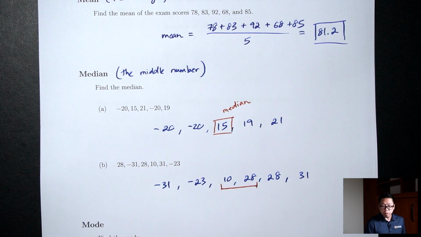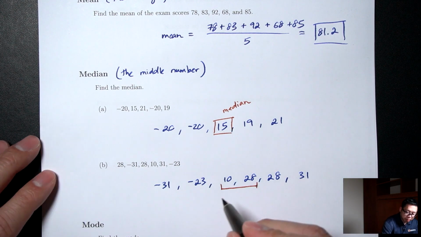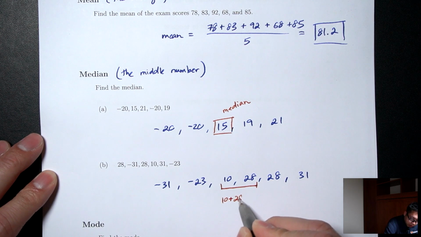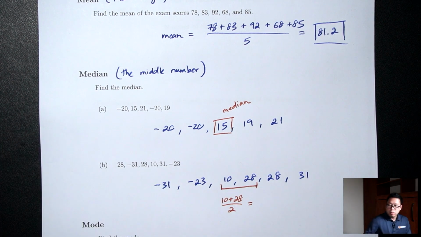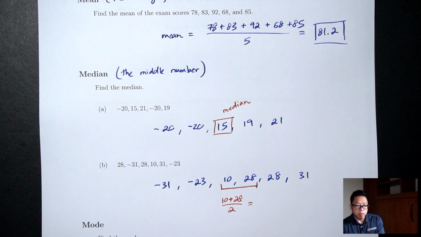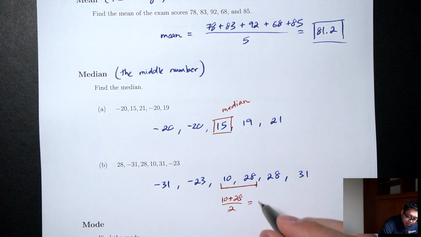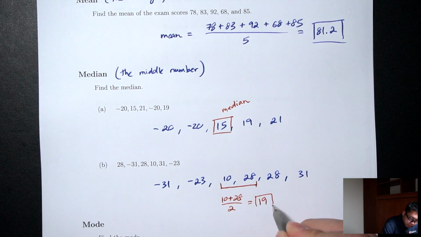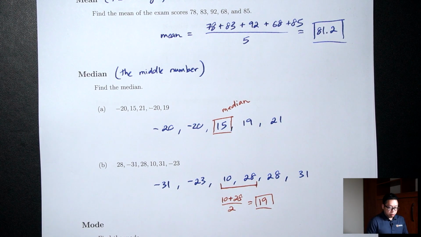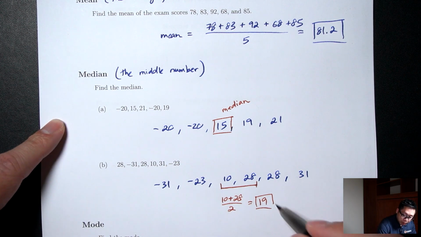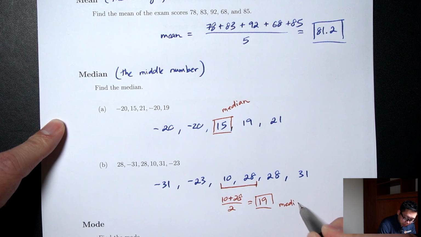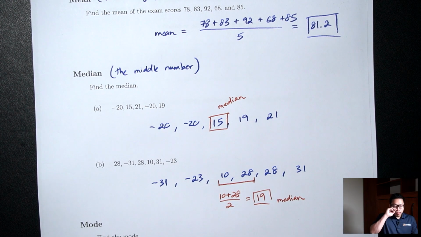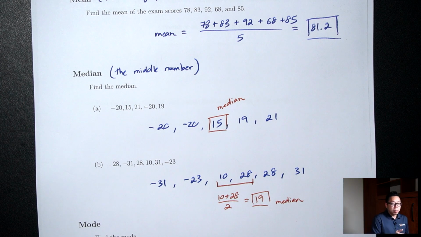So 10 and 28, the average, add them up, divide by 2. So 10 plus 28 up top, divided by 2, 19. Okay, if you're using another calculator, you might have to do 10 plus 28 first, get an answer, and then divide by 2. 19 is our median. Okay, and the significance of the median is because it's the middle number, about half of our data is above and half of it is below.